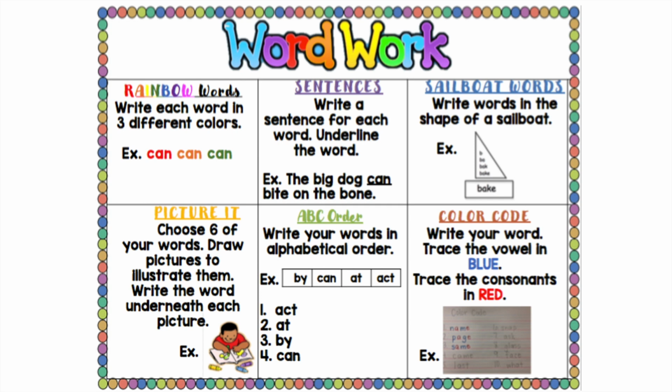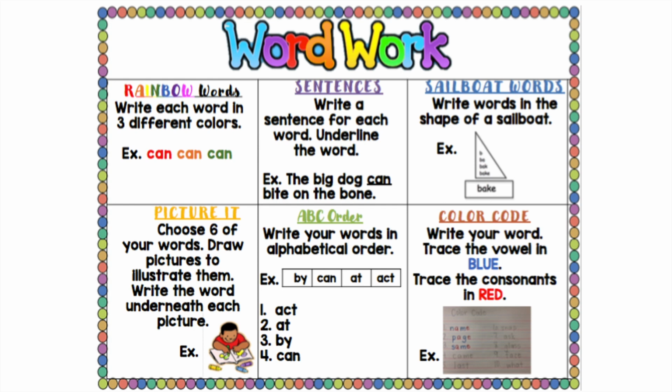Or you could choose to do sentences, which is you write a sentence for each word and you underline the word. For example, the big dog can bite on the bone, and the word can is underlined.